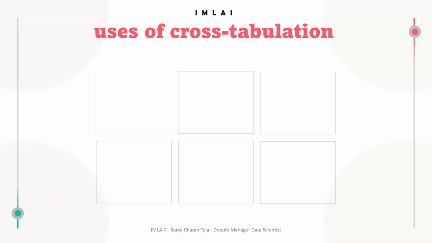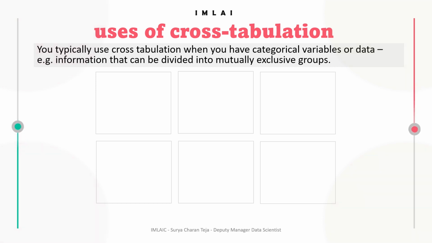So you typically use cross tabulation when you have categorical variables or data. For example, information that can be divided into mutually exclusive groups. A categorical variable could be customer reviews by region. You divide this information into reviews per geographical areas, north, south, east, west, or it could be state, and then analyze the relationships between the data.